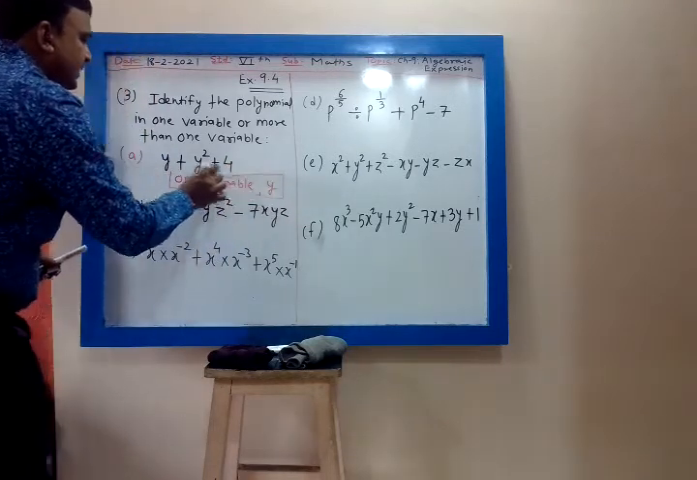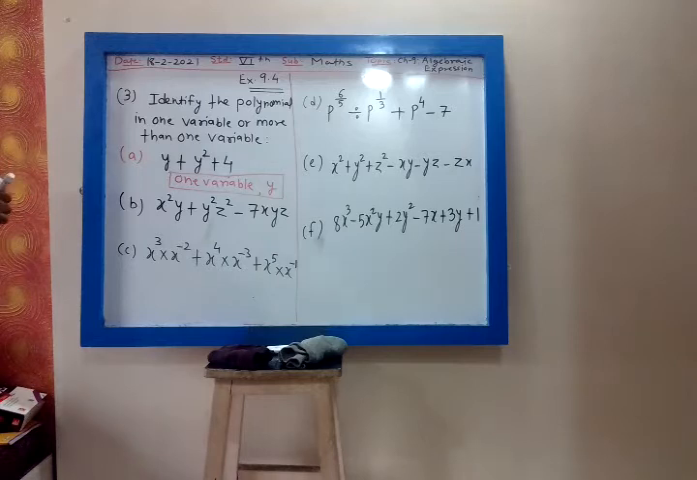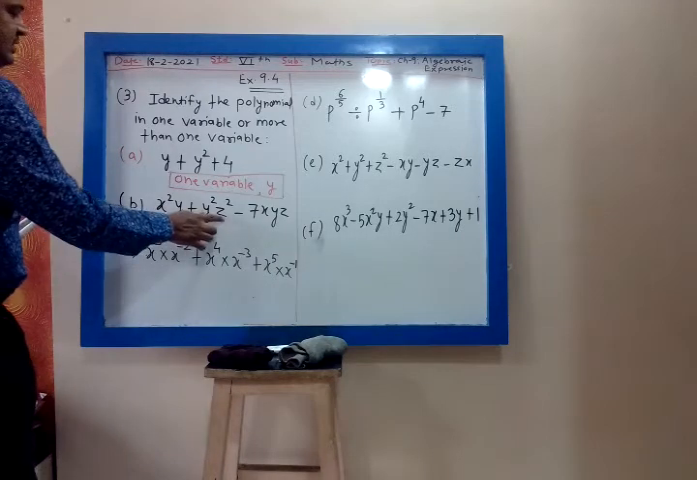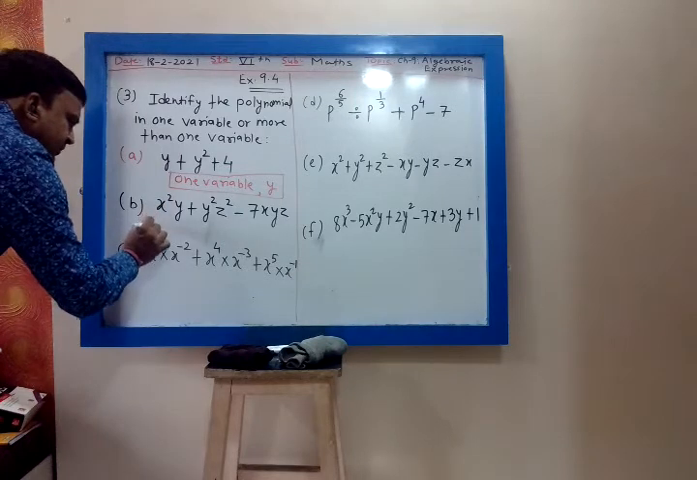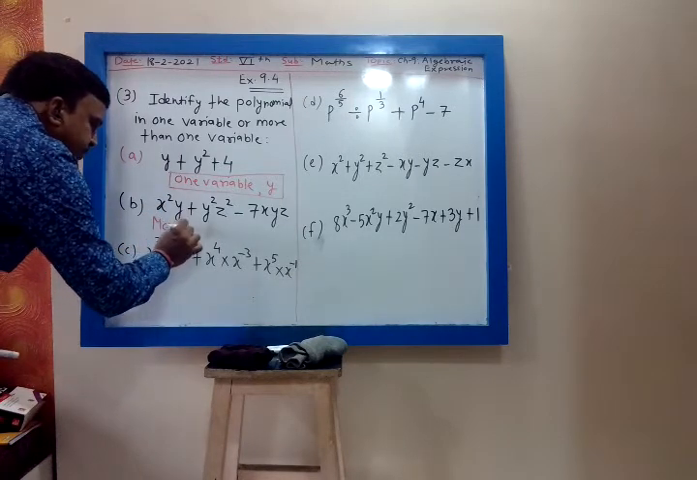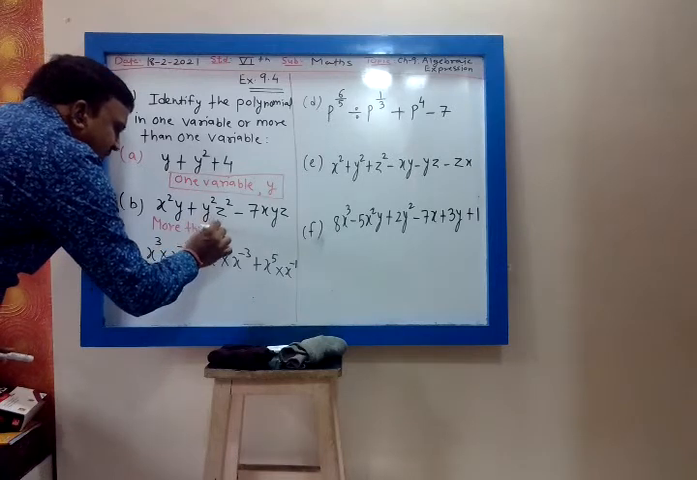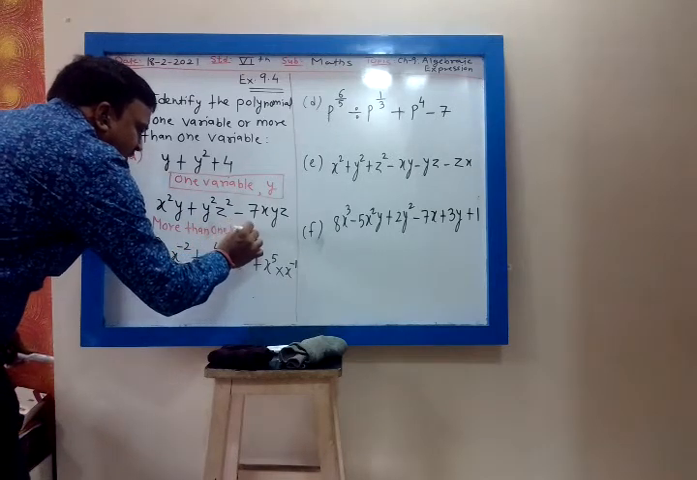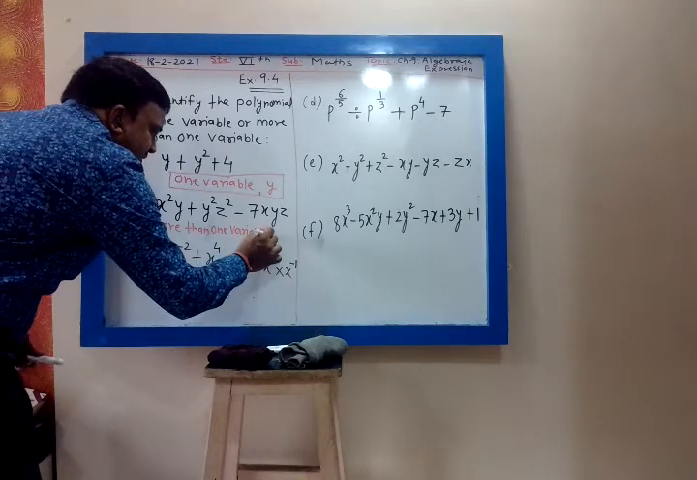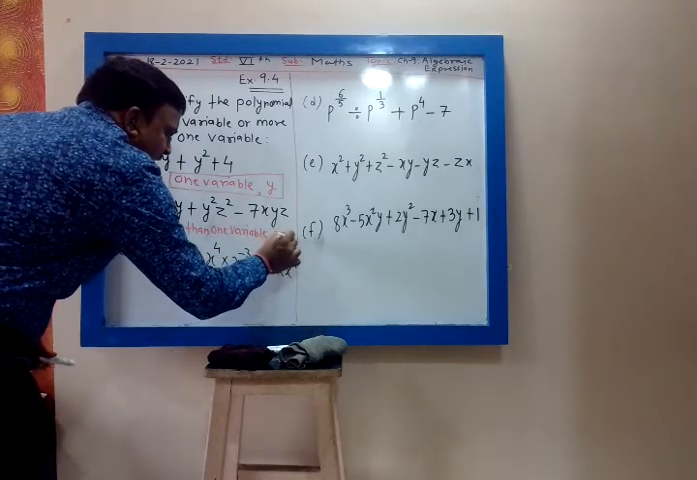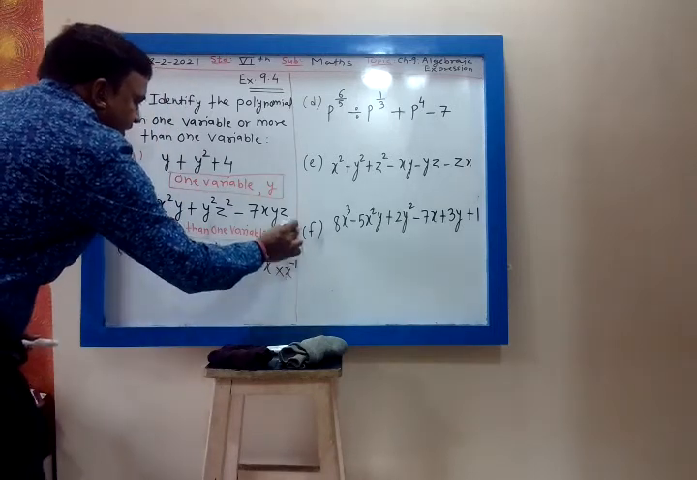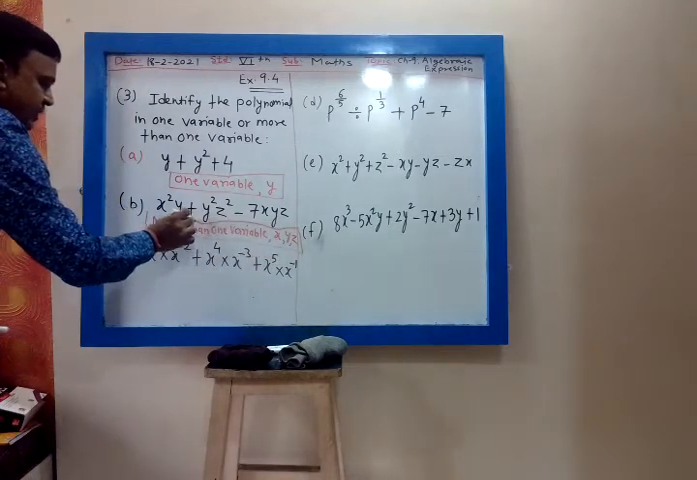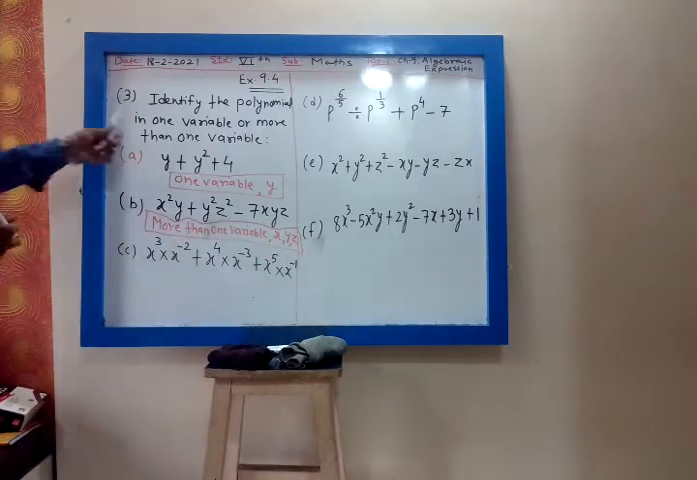This is the answer. Second one, how many variables can you see? X, y, z. Three variables. So more than one. You write more than one variable, and the variables are x, comma y, comma z. There are 3 variables, which means more than one variable.